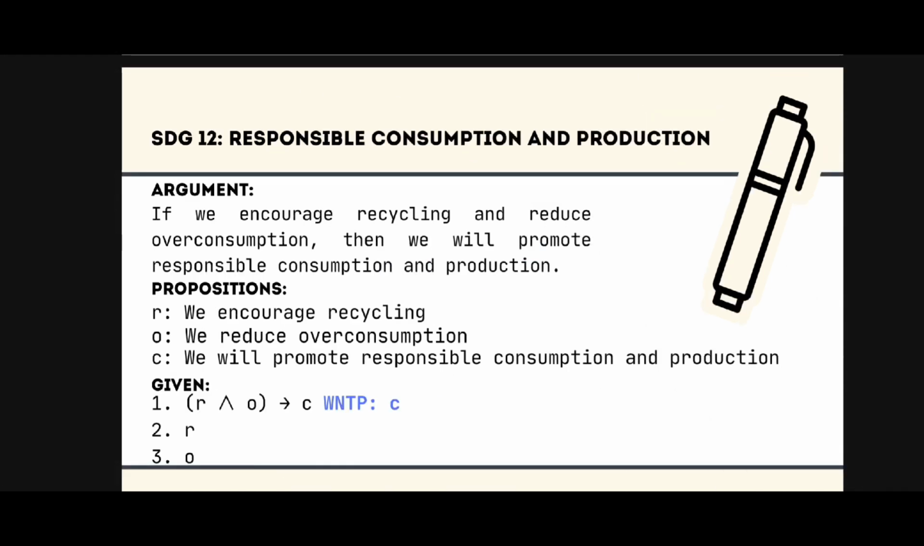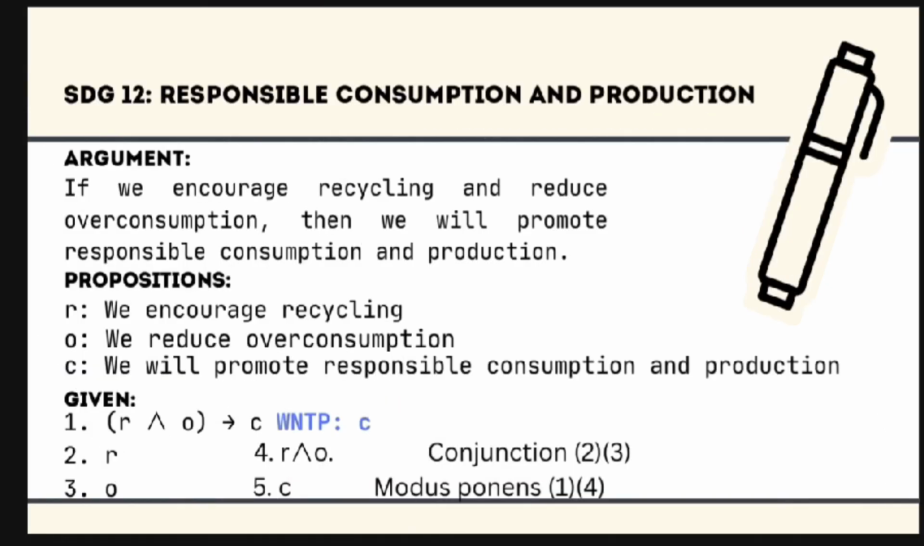Then the givens are, number 1, if R and O, then C. Number 2 is R. Number 3 is O. Then we need to prove C. To prove the SDG 12 argument, we can use premise 2 and premise 3, and by using conjunction, we can get R and O. So as you can see, we add premise 4, which is R and O, then using modus ponens on premise 1 and premise 4, we can get C. So, this proves the argument on SDG 12.